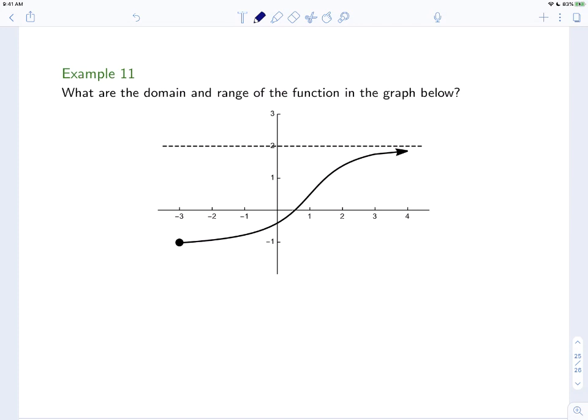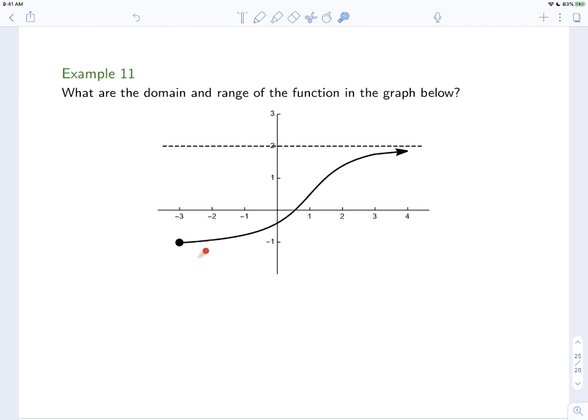So now we have to discuss some conventions that we have when we're looking at graphs. When you see a horizontal line that's dashed like this, it usually means that it's a horizontal asymptote. When you see an arrowhead on a graph like this, what that means is that the graph is going to continue in the way that it appears to be going.